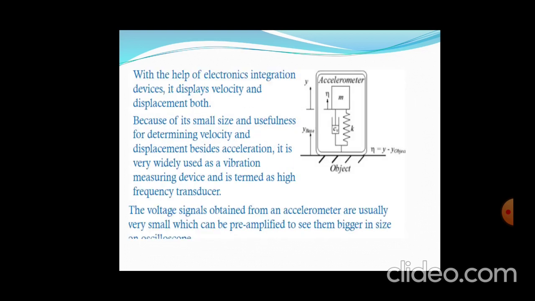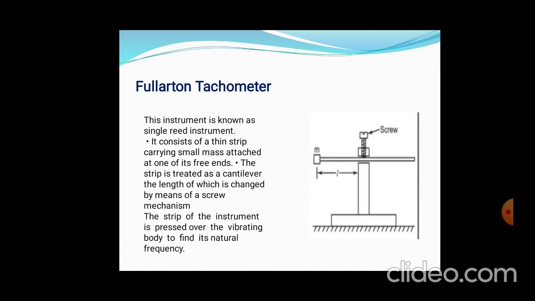Now this is a schematic diagram of the accelerometer, which contains the mass, damper and stiffness. Some object is placed, and it travels some distance y in the y direction. Because of its small size it is very useful and determines the velocity and acceleration. From the acceleration we again measure the velocity. A voltage signal is directly proportional to that particular acceleration.